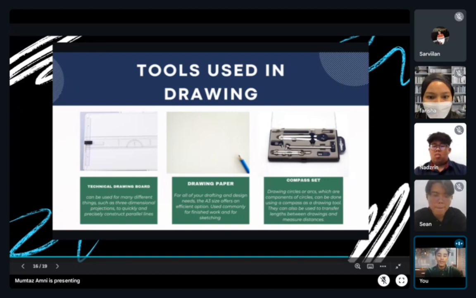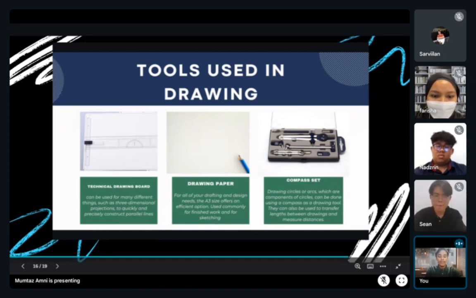Next is drawing paper. The drawing paper we use is A3 size. It offers an efficient option for all of your drafting and design. A3 size is commonly used for finished work and for sketching.